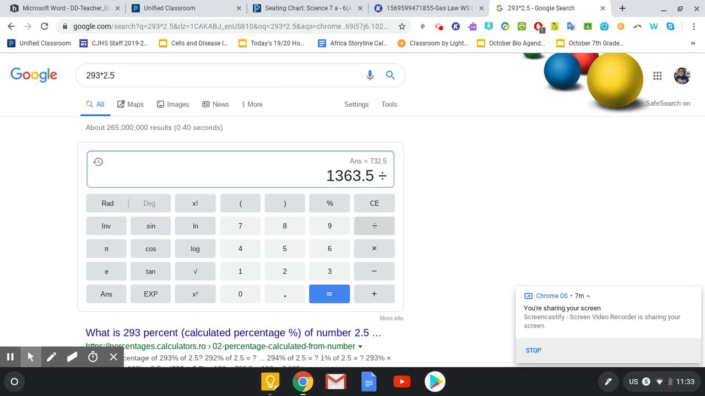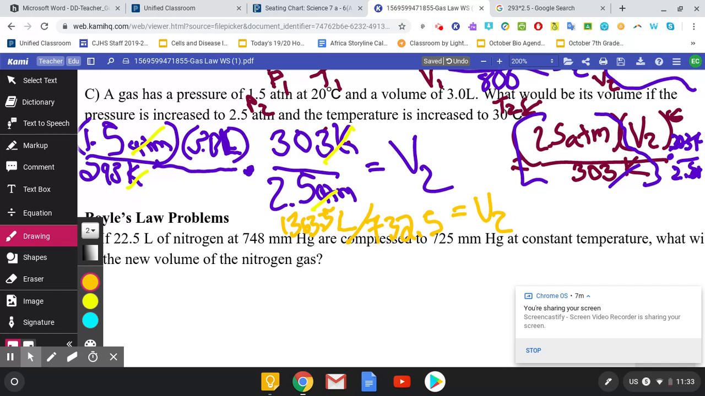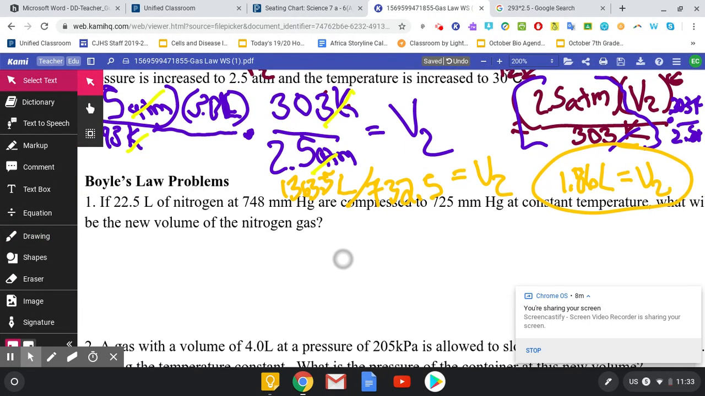That means if I take 1363.5 and divide it by 732.5, I should come up with 1.86 liters. That gives us a final answer of 1.86 liters for our volume 2. And that is our final answer. So that's what happens when we combine both Boyle's and Charles' law into one problem and use the combined gas law.